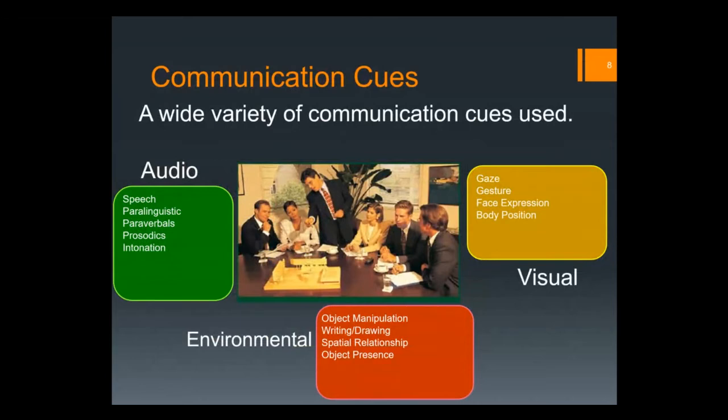So this is a general idea of what communication cues look like. Okay, so these are the varieties. You have audio, you have visual, you have environment. So that's a basic human being in terms of communication. You have audio, you have speech, you have visual, you have gaze, you look around, and then you have environments or sometimes objects that you're actually a part of the conversation.